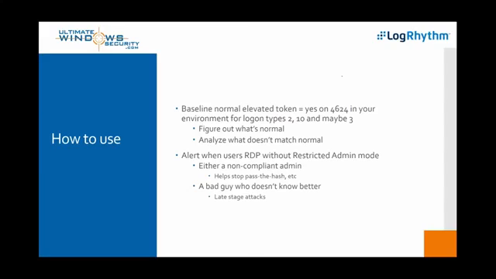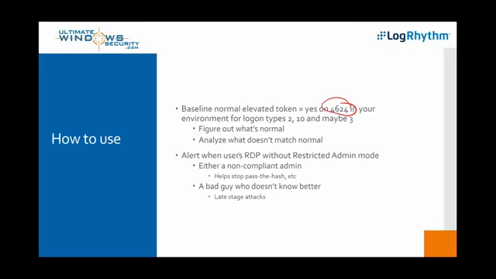Okay, so how to use these? Well, with all of these, you want to start out by baselining your normal activities. So with 4624, go into your log management solution, do a query on 4624 where elevated token equals yes, and then see what's actually happening. Draw some generalizations, and then create lists and dashboards, or maybe even alerts that show you when you fall out of that normal usage scenario.